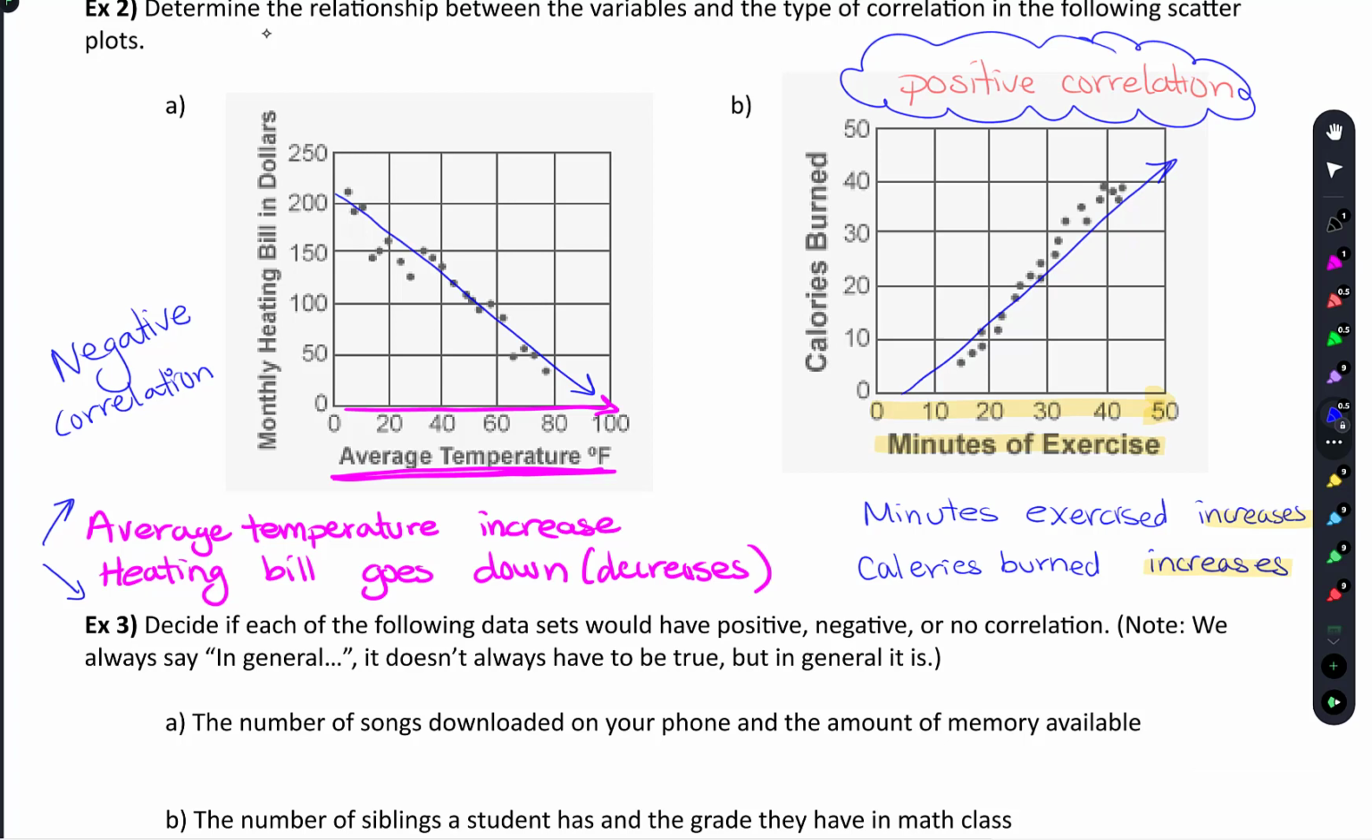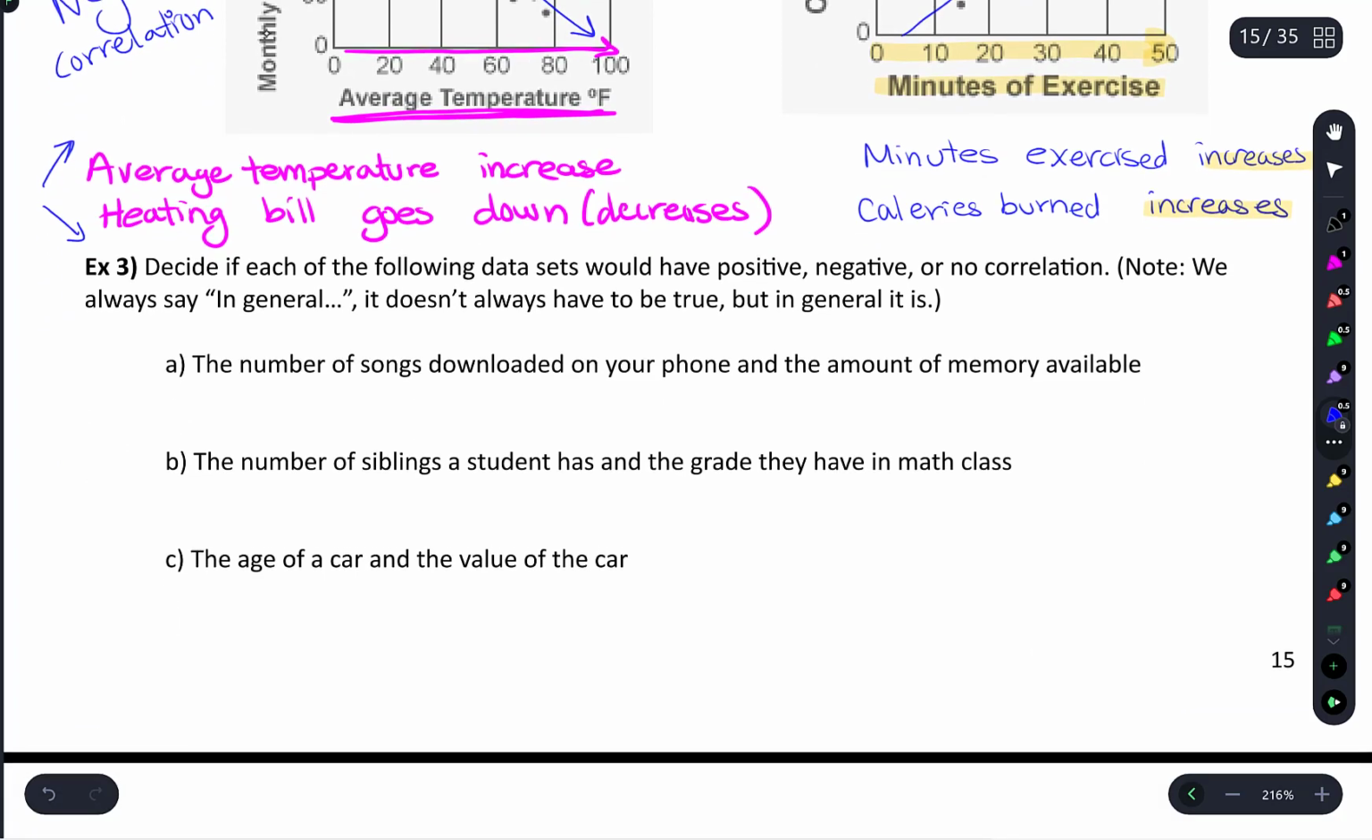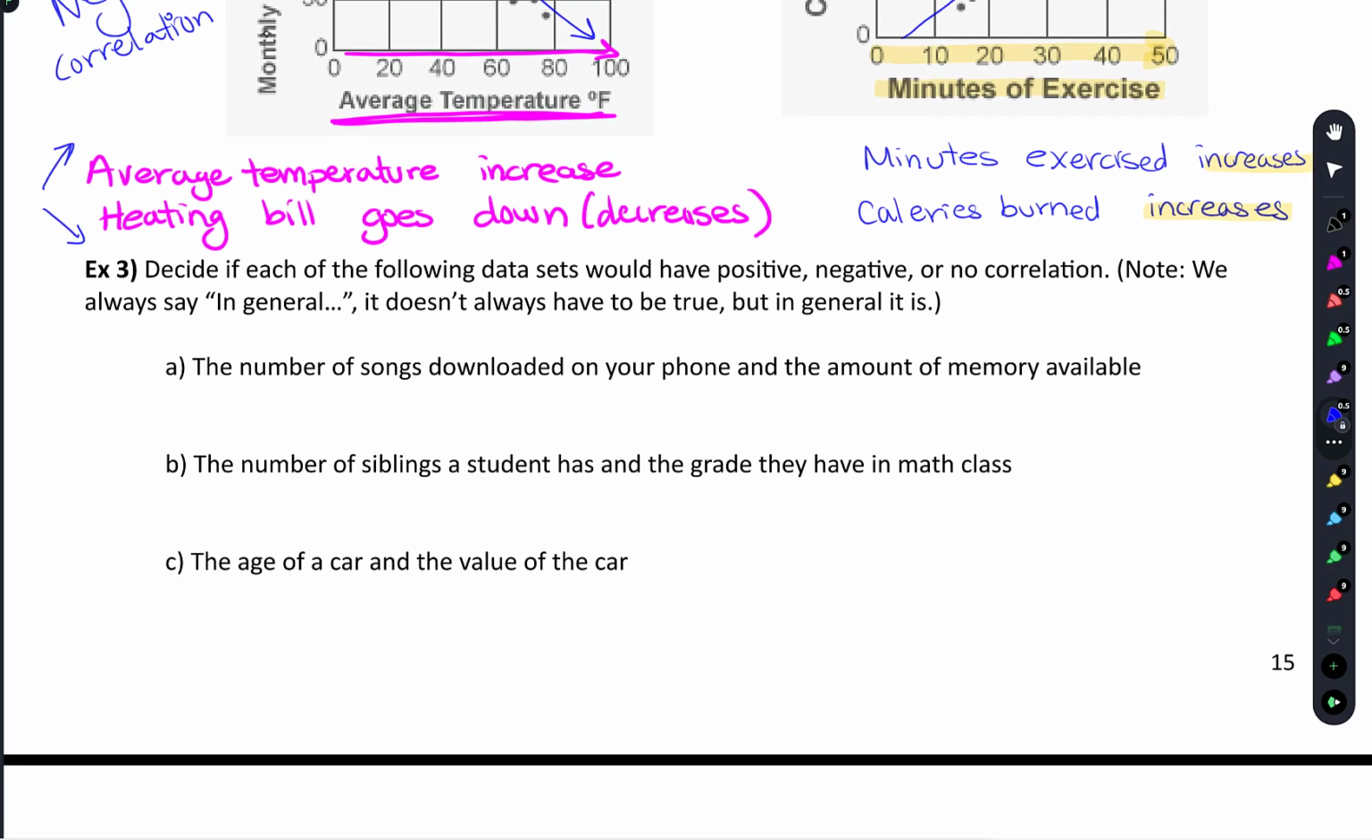And one skill that we like to have is being able to determine it without having a graph. And for this, we're going to say in general what happens. I know that there might be some specific examples of like, no, I owned a car once that the car price actually did go up the older it was. But we're going to talk about in general, right? So if we took a look at the whole population, what would tend to happen?